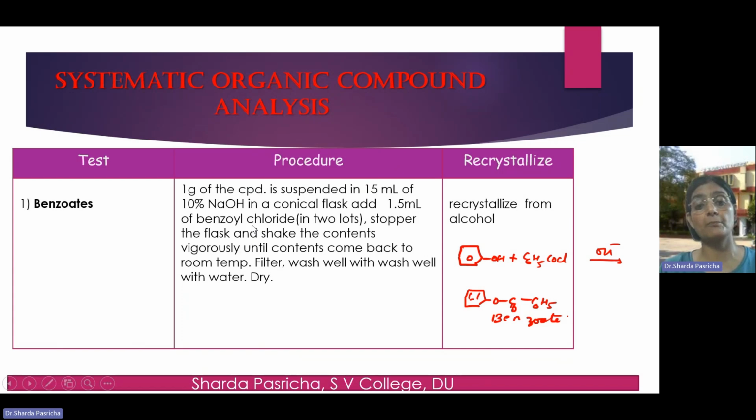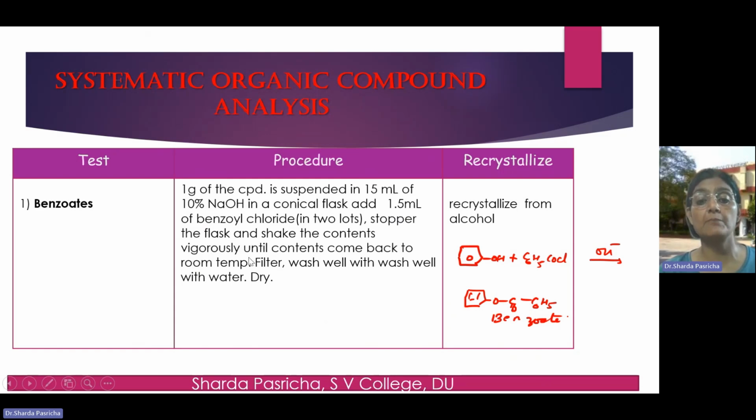Replace the cork or the stopper and shake it vigorously. This is an exothermic reaction. The contents will heat, and when the reaction subsides, the contents will come back to room temperature. When they come back to room temperature, add the next lot of 0.75 ml of benzoyl chloride. So that means you have to add benzoyl chloride in 2 lots, a total of 1.5 ml. When you add the second lot, again repeat the same procedure: tightly put the cork, shake it vigorously, and allow the contents to come back to room temperature.